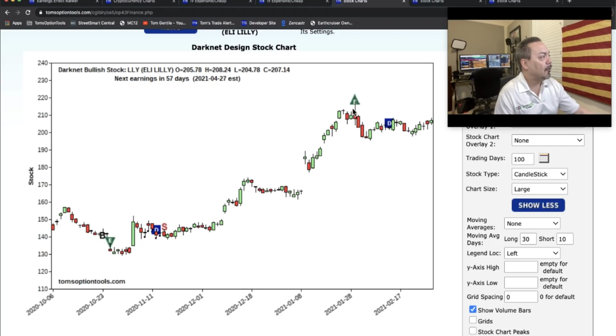But look what's happened since earnings. The actual highs have gotten lower and the lows have gotten higher, and it's consolidating. Now, the great thing about quiet stocks is they could be poised for a big breakout. That's why I like to look at this list.